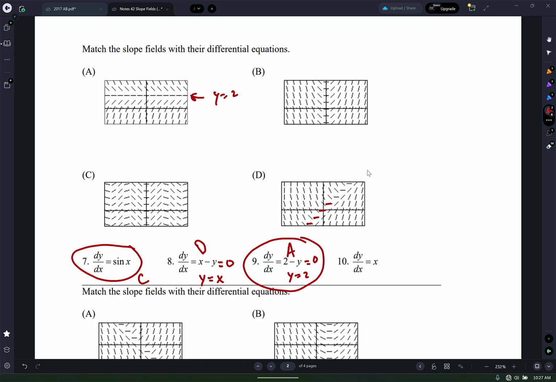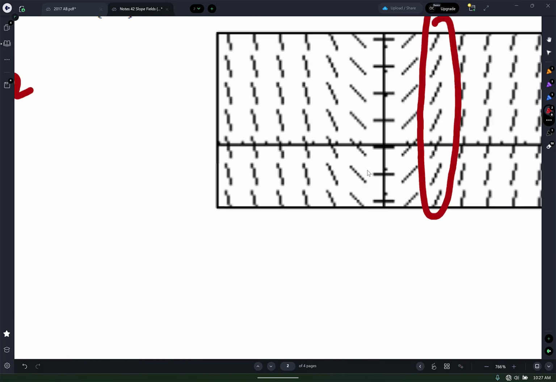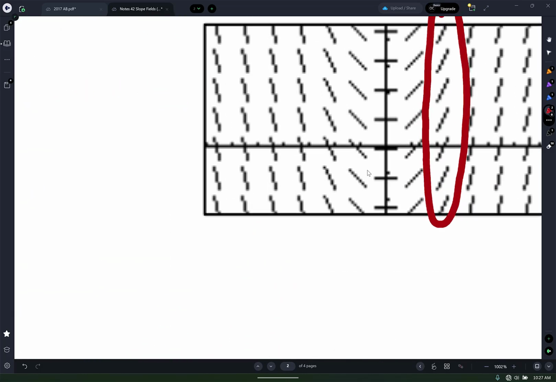All right, and then the last one, dy dx equals x. Well, let's see. That one, look, there's no y's, so it has to be letter B. Why? Just because it's the last one? Notice, look, I'm circling this right here. It doesn't matter if you go up or down on that line. All the slopes are the same. Do you guys notice that? Because that means y is not affecting it.